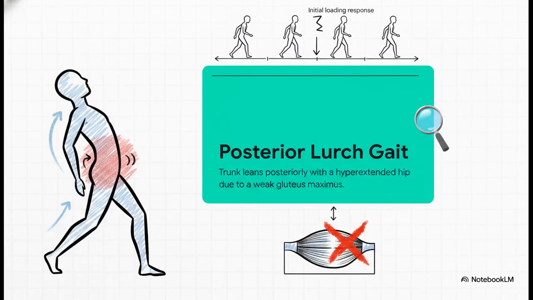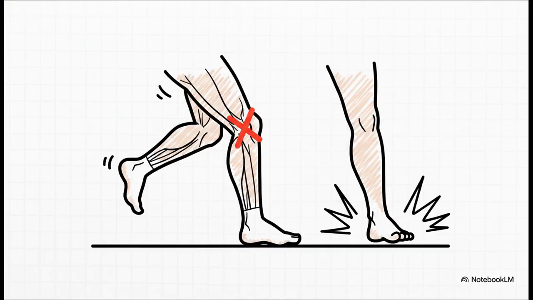But what if the weakness is in the gluteus maximus? Then you get what's called a posterior lurch gait. If you recall, the gluteus maximus has to contract during that initial loading response to absorb shock and keep your trunk from collapsing forward. If it's weak, the patient compensates by intentionally throwing their whole trunk backwards. They lean posteriorly, hyperextending the hip, basically to physically bypass the need for that muscle entirely. It's a fascinating compensation. And of course, neurological deficits will just completely rewrite the entire kinetic chain.